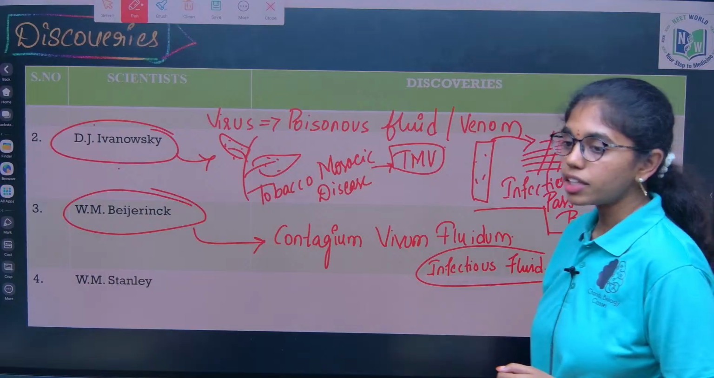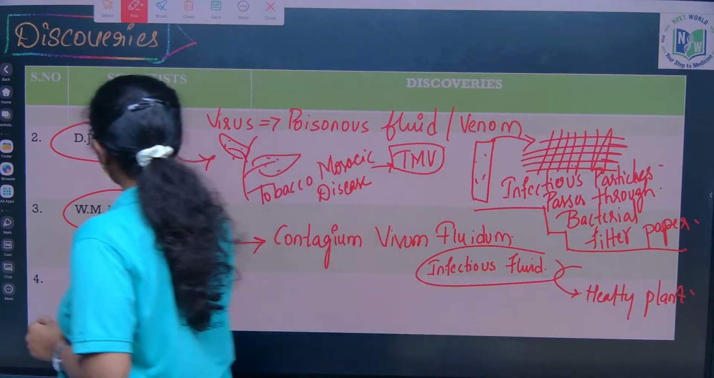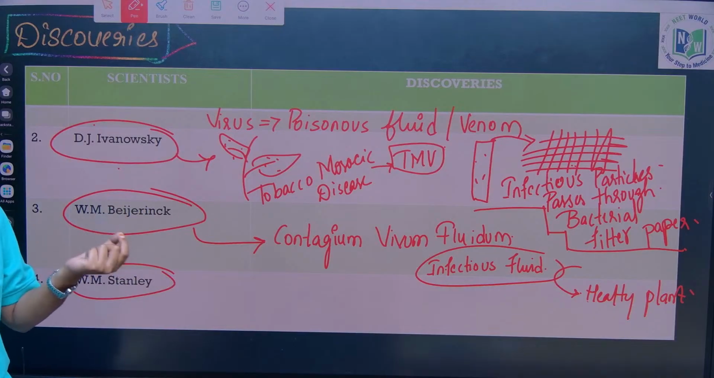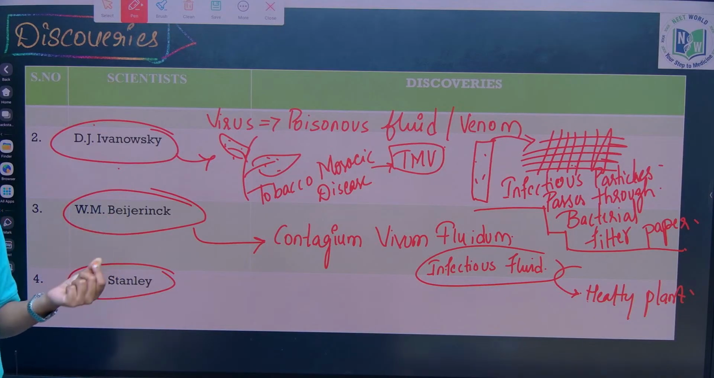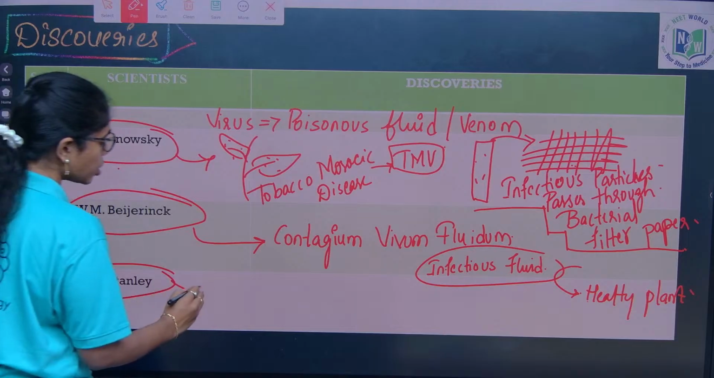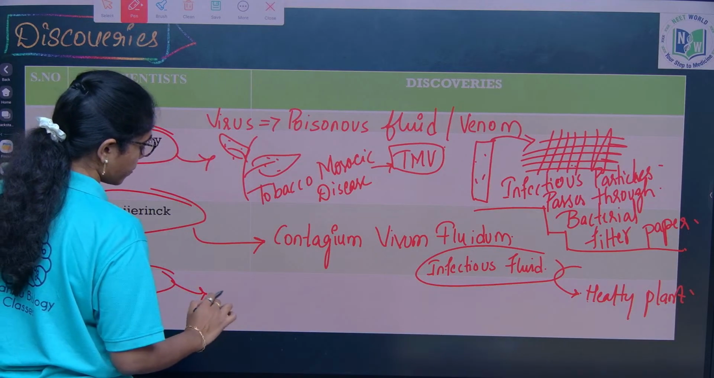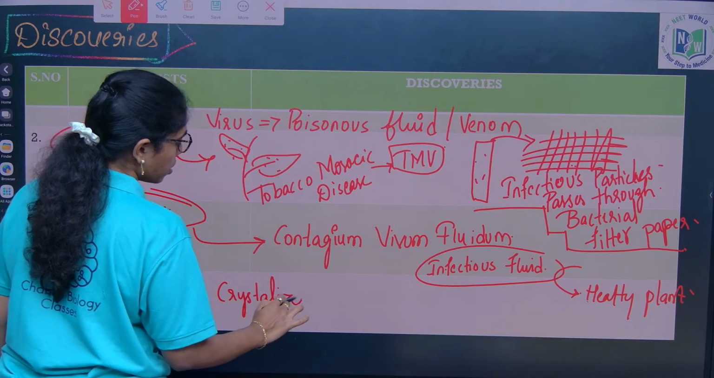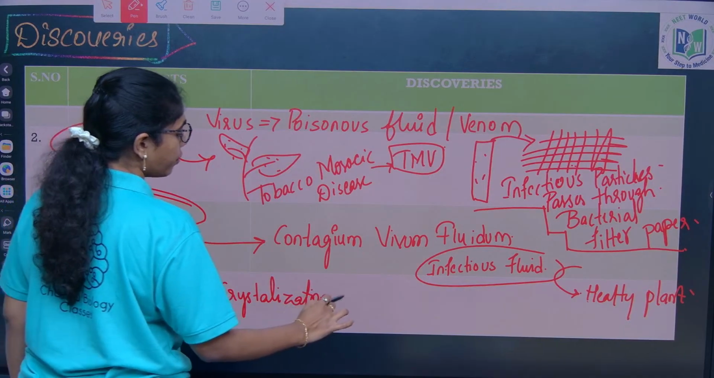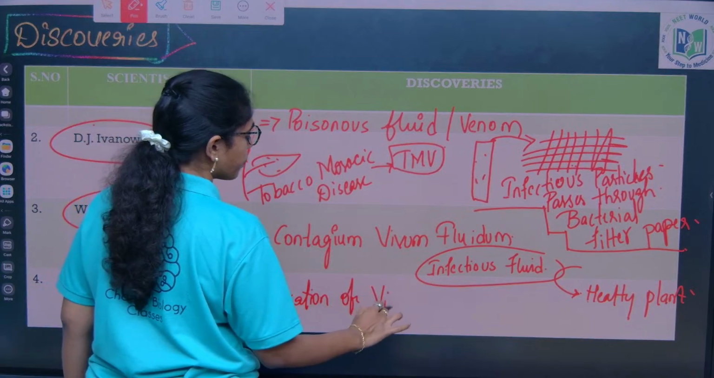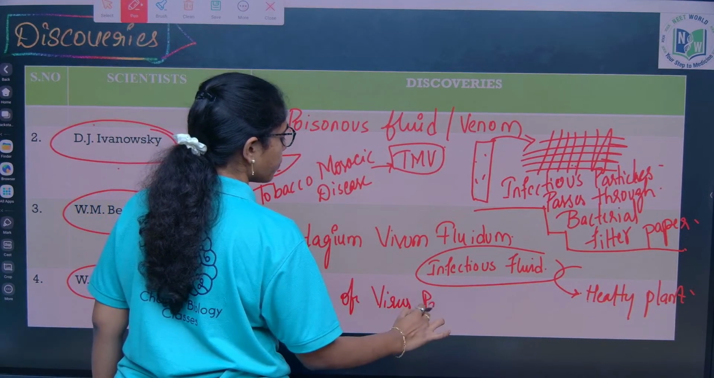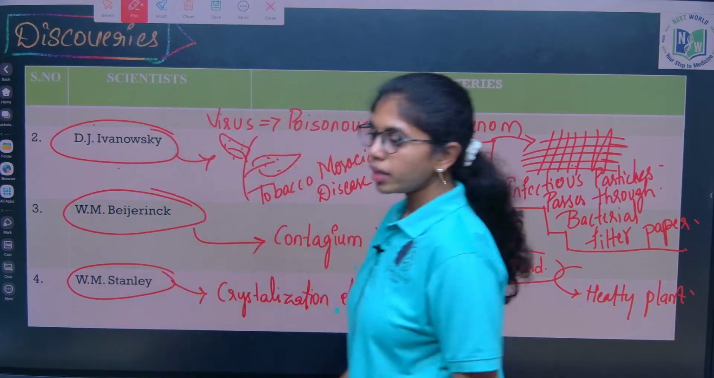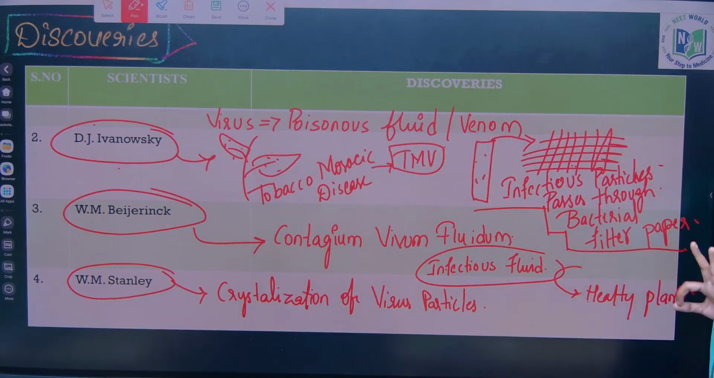And next it is W.M. Stanley. W.M. Stanley crystallized the virus into small protein particles or crystal proteins. Crystallization of virus particles. So, you have to remember these three discoveries.